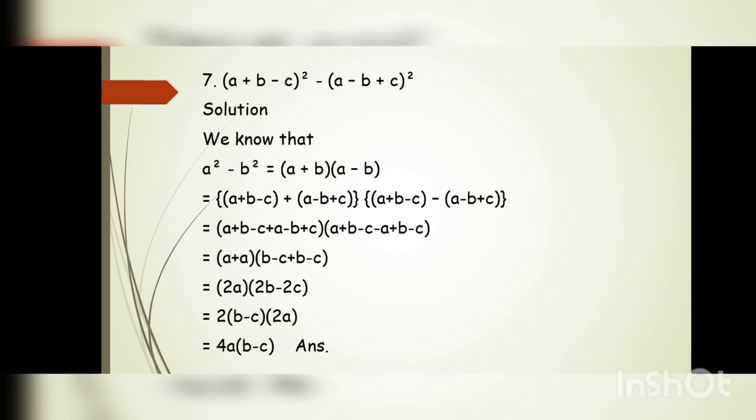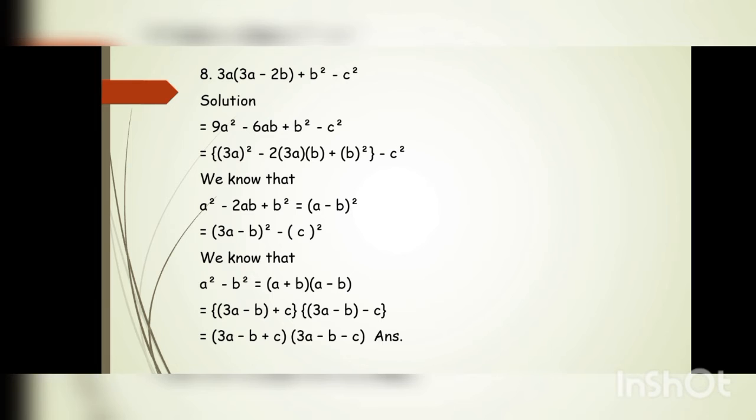Then finally, in the second bracket 2b minus 2c, we can take 2 as common because it is present in both of these terms. So we have taken 2 as common and the remaining terms are b minus c. Besides this you see 2a is also here. Then we can multiply 2 by 2a, which is equal to 4a, and b minus c we have written as it is, and this is our final answer.